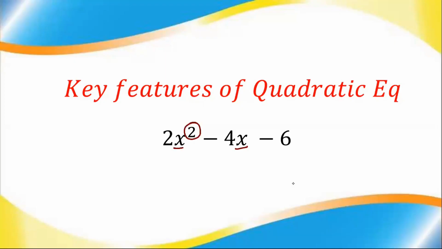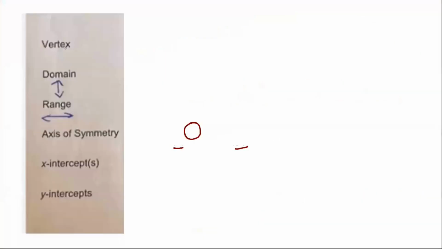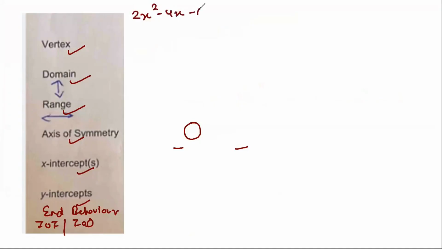When we talk about the key features, we are discussing these points: vertex, what is the domain for this expression, what is the range, what is the axis of symmetry, x-intercept, y-intercept, two more, the end behavior, and the interval of increase and interval of decrease. So we have to discuss this, right? So let's understand, everyone. My equation is 2x square minus 4x minus 6. That is my expression, right?